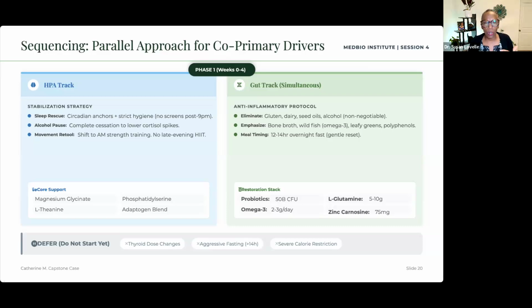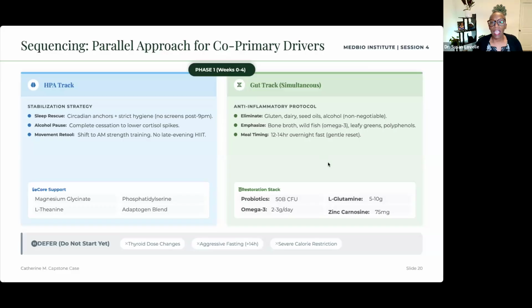Simultaneously, we're going to be working on the gut as well. Remember, we can't just do one or the other. We've got to do them together. This one is going to be really important for her. The gluten, the dairy, the seed oils, and the alcohol. Those four we talk about. And now the alcohol is both sides. That's HPA and the gut side.